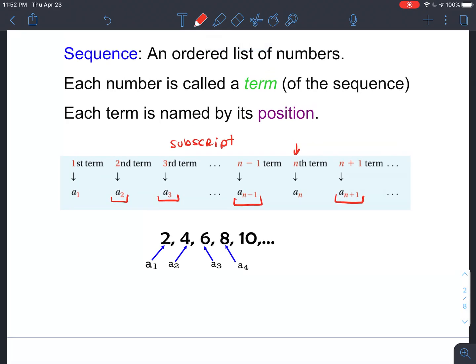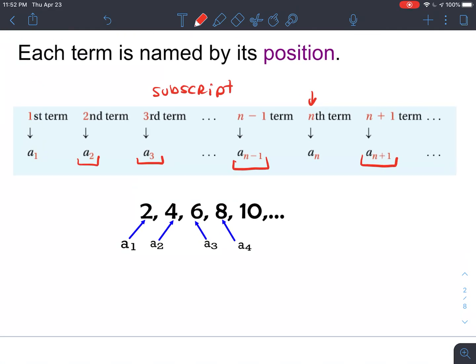Because we are adding 1. So just like a sub 2, the next term is a sub 3, is 2 plus 1, we can just leave it in a general form. So if we look at these ordered numbers, we have 2, 4, 6, 8, 10. That's the sequence of numbers that we're looking at.